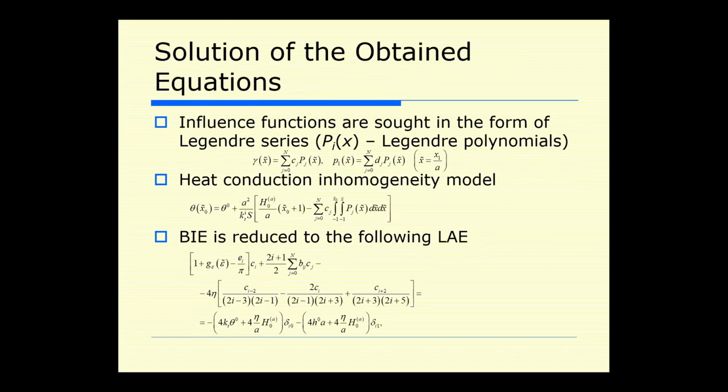Solution of the obtained equations. Influence functions are sought in the form of Legendre series, where Pi of x are the Legendre polynomials. The heat conduction inhomogeneity model is as follows. And using these assumptions, the boundary integral equation is reduced to the following linear algebraic equation. This is written here.